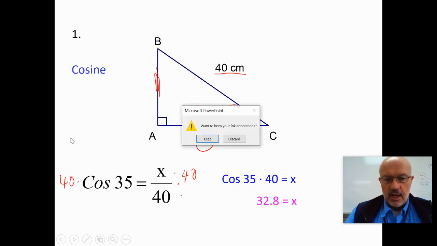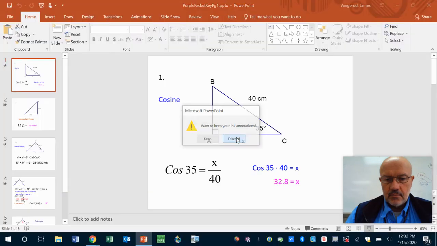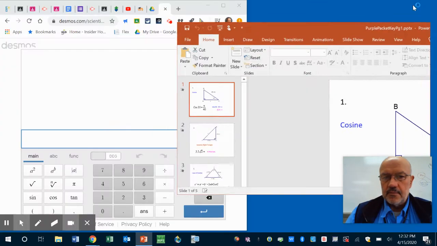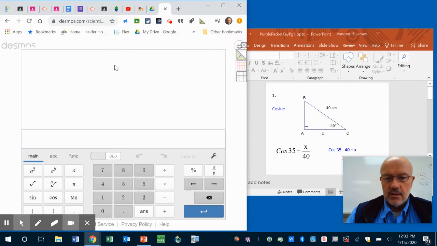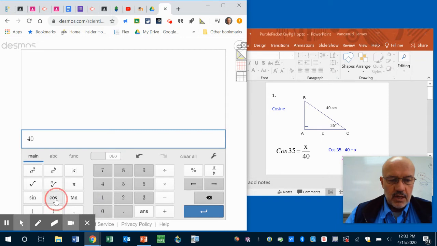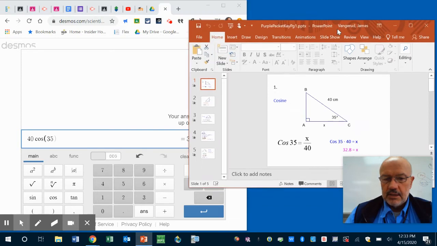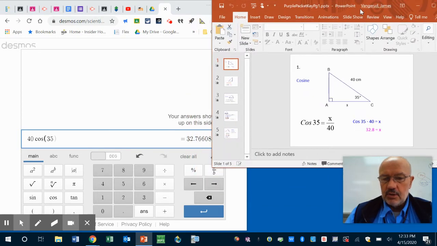All right, on your calculator, let's take a look at that. Here's our calculator. So we were doing 40 times the cosine of 35. So let's try that. We can do that on this one. 40 times the cosine of 35. And it tells us it is 32.76, which rounds up to 32.8. All right, so there you have it, 32.8 for that one.